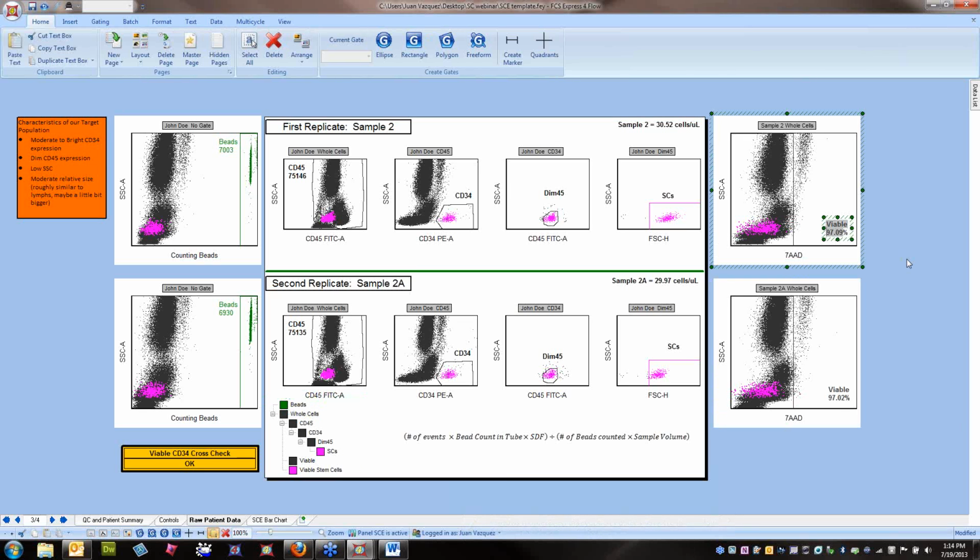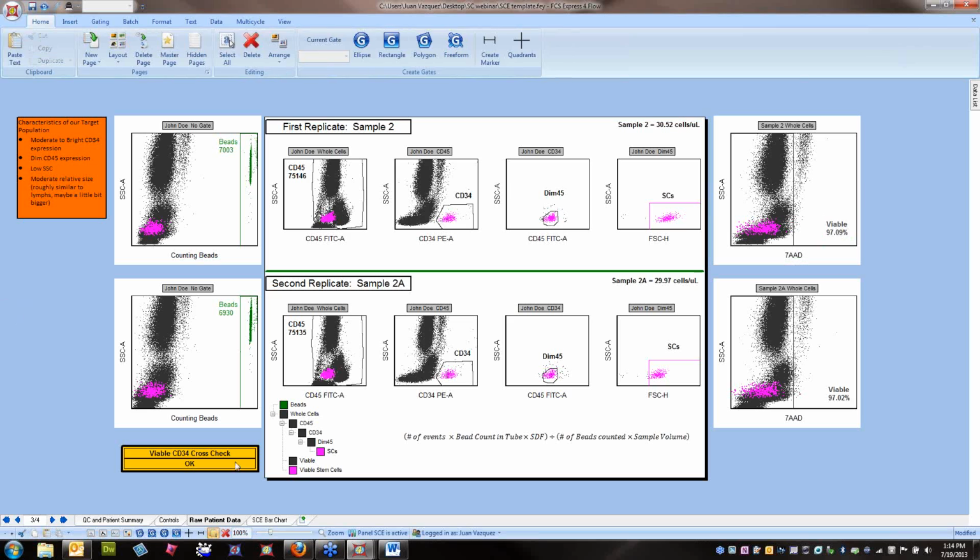In FCS Express, what we can do is we can just create a little statistical token where we get a quick idea of what the overall viability is. But what I can also do is I can combine these two gates where I say that I want to look at the cells that are both in my viable gate and in my stem cell gate and create a new gate off of that. I'm considering this my viable stem cell gate.